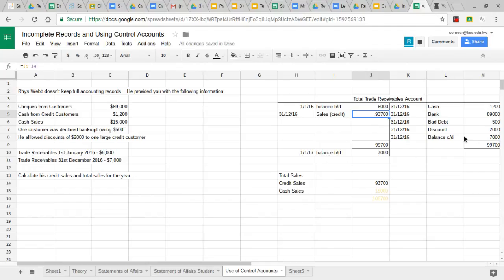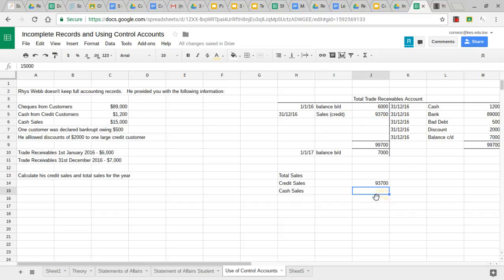The only real difference is normally we're working out this balance carried forward, balance brought forward, and here we're working out the credit sales on the debit side. And you've really got to remember not to put the cash and the bank received in on the debit side. That's a really big error in exams.